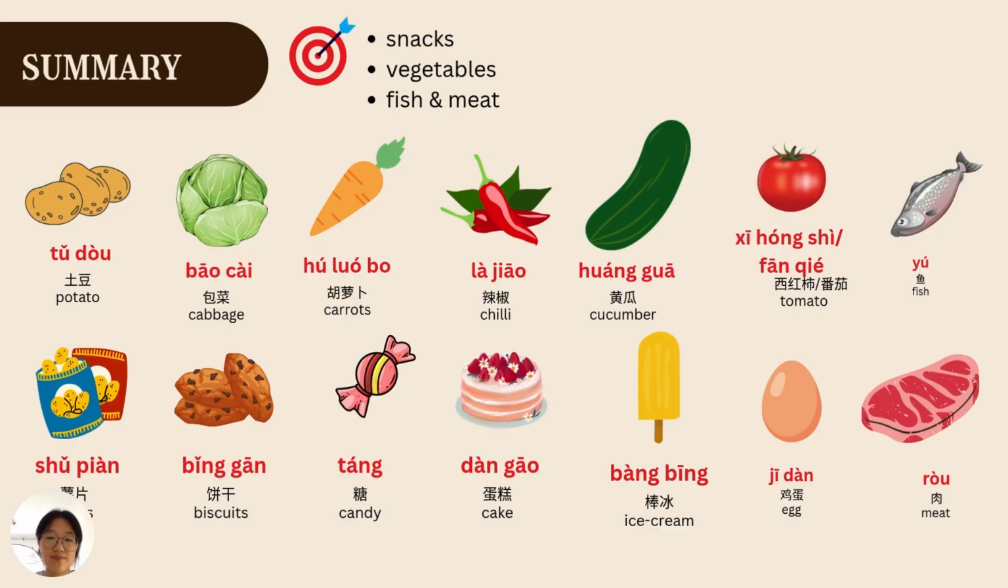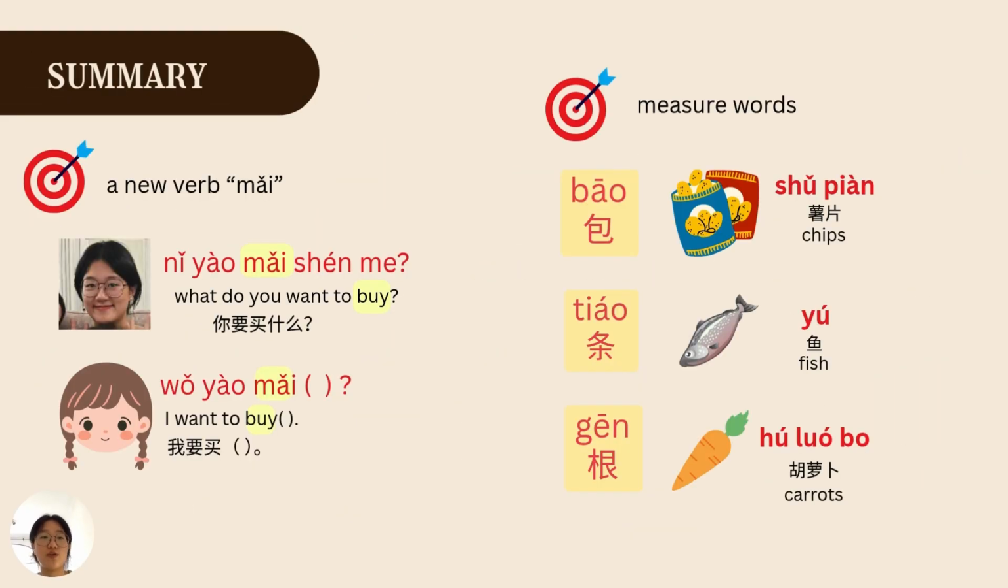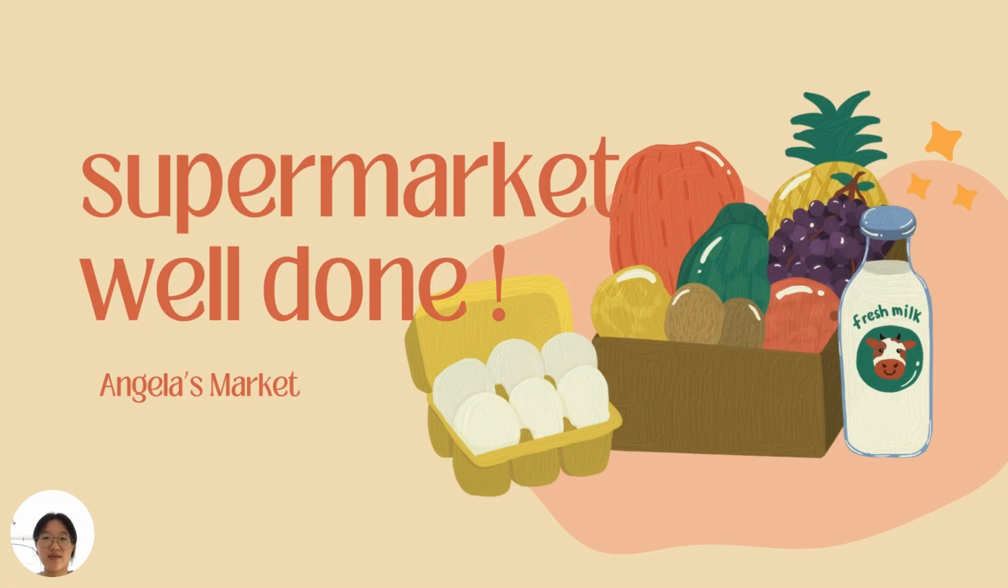In this lesson, you've learned vocabulary for vegetables, fish, eggs, meat, and other items you can find in the supermarket. You also learned a new verb, buy, 买, and 3 measure words, 包, 条, 根. So congratulations!